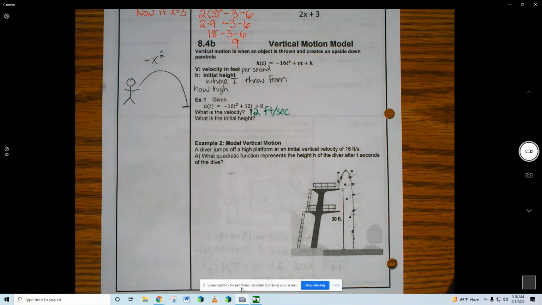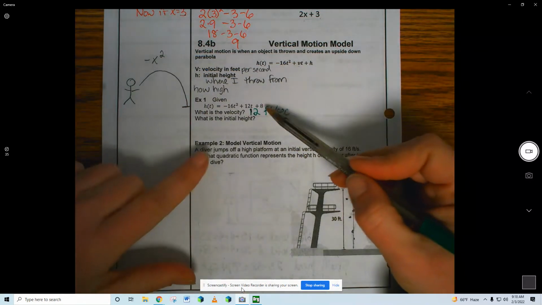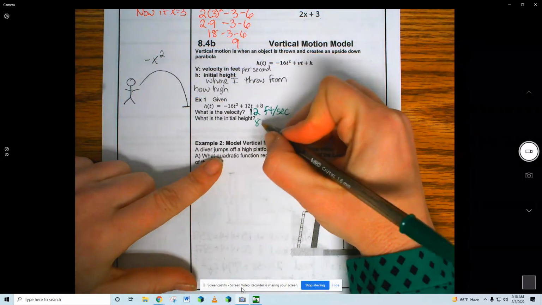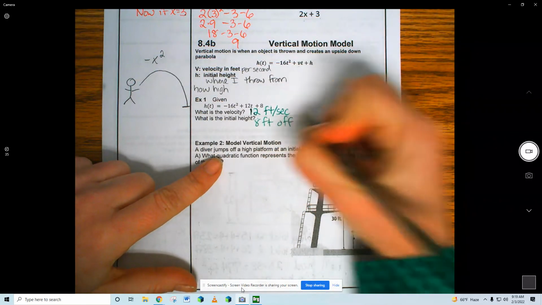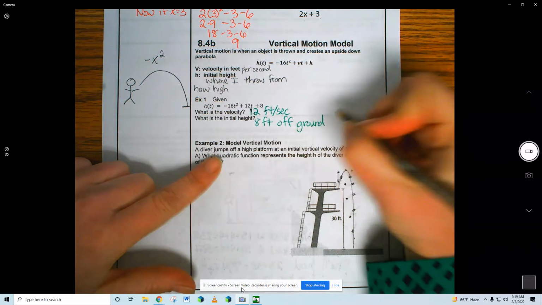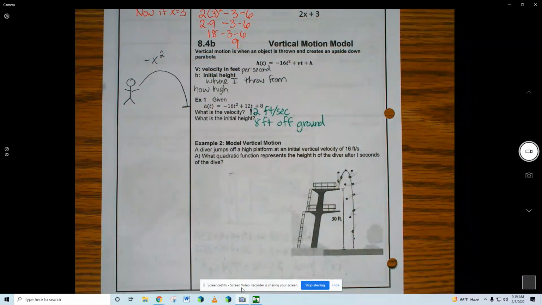What is the initial height? 8. 8 feet off the ground. So all I'm asking in this question is, what does the 12 stand for? What does the 8 stand for? The 16 will always be there. That is a part of the speed equation. I'm throwing it up. How long will it take to hit the ground? That's what T stands for, which, by the way, is important, right?